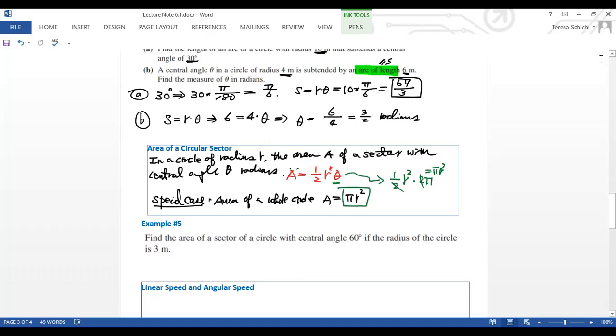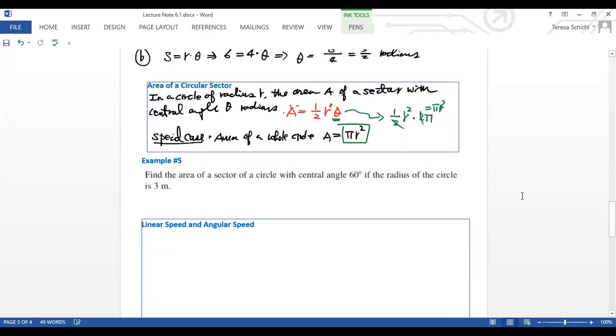Now let's look at an example. Find the area of the sector with a central angle of 60 degrees if the radius is 3. The same thing applies here: I need to change 60 degrees to radians, because this is the measure for the radius, so be careful. 60 degrees is 60 times pi over 180, which is pi over 3 radians.